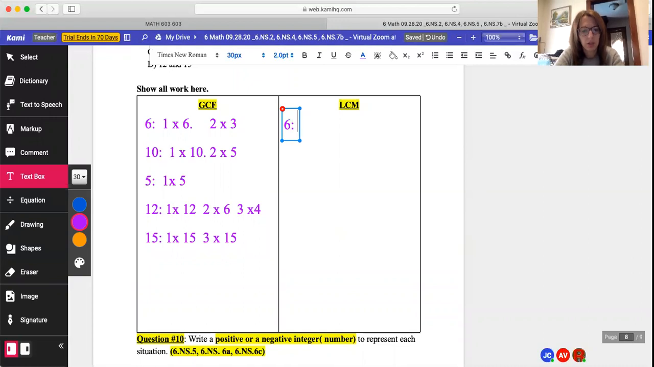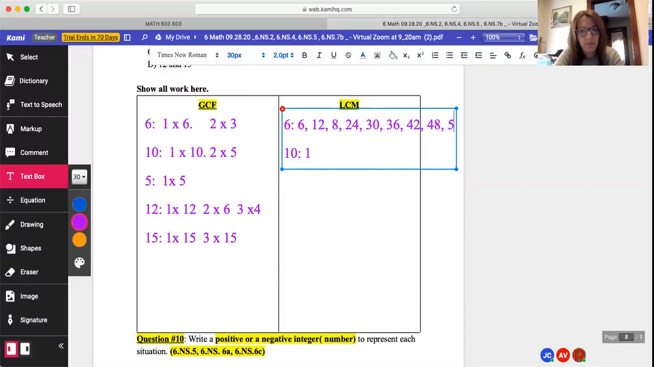Okay, now we're going to find the multiples of these numbers. So the multiples of 6: 6, 12, we're skip counting, 18, 24, 30. Oh, we've got to go up to 60, sorry. Then we have 36, 42, 48, 6 times 7, 6 times 8, 6 times 9 is 54, and then we have 60.